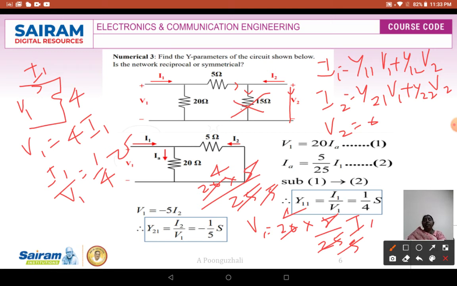So next we want to have your V1 voltage there, that is your I2 current. I2 current is nothing but the current that is going to flow through your 5 ohm resistor. So we can write V1 is equivalent to the voltage at this point, which is nothing but V1. See here, the voltage at this point is V1. So V1 is equivalent to minus 5 I2. What is I2 by V1 in this case? It is I2 by V1 is equivalent to minus 1 by 5 Siemens.